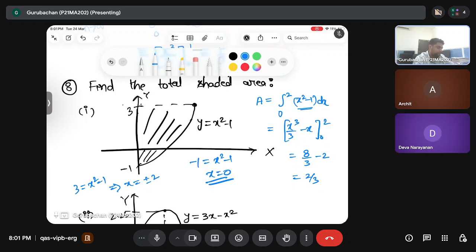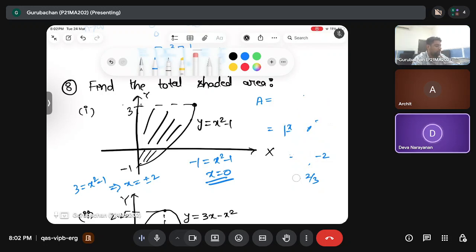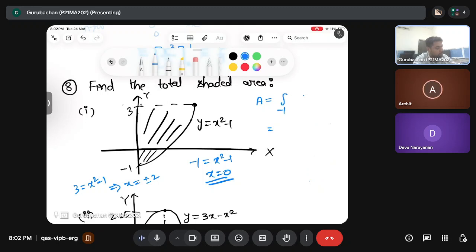Understood your point. So you want to say this limit should be -1 to 3. Then what will be the curve? Sir, I will tell how I calculated. I first found the area with the x-axis, and then I subtracted it from the complete rectangle which is forming.